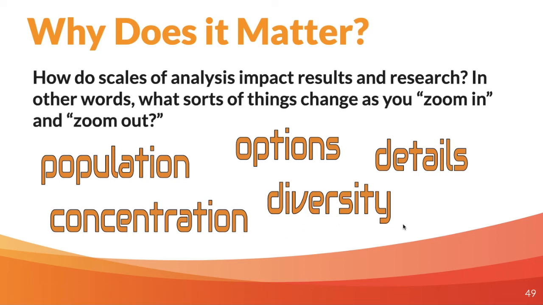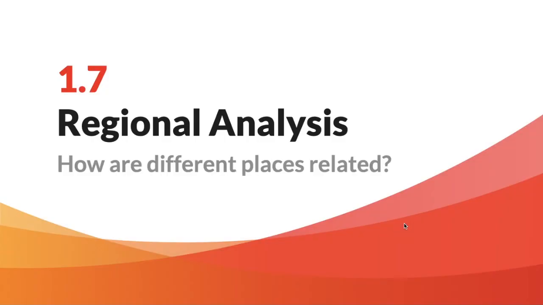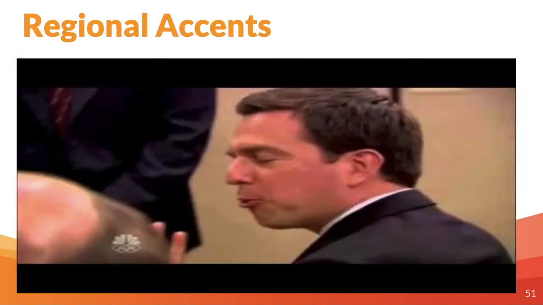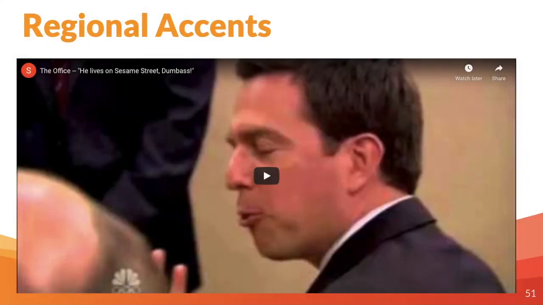Now, diversity is a big one because as we get into regional analysis, which is our last section for this lecture, 1.7, as you zoom out on a map, you're going to get a lot of different regions, right? And those regions are going to take on very, very different behaviors, different cultures. They look different. The food is different. Everything is different about these various regions. Even within one country, such as the United States, you can still have many different regions, as we know.